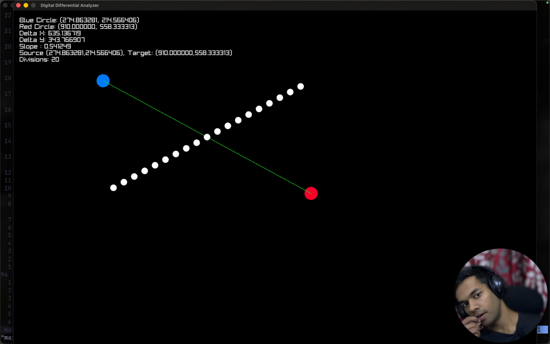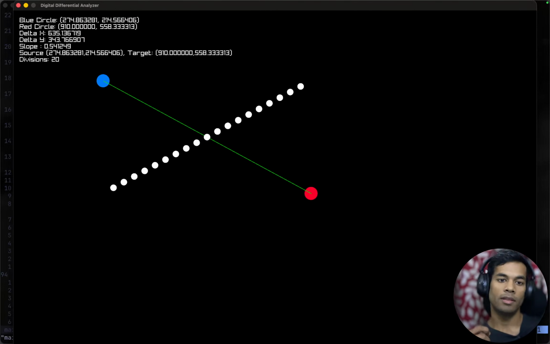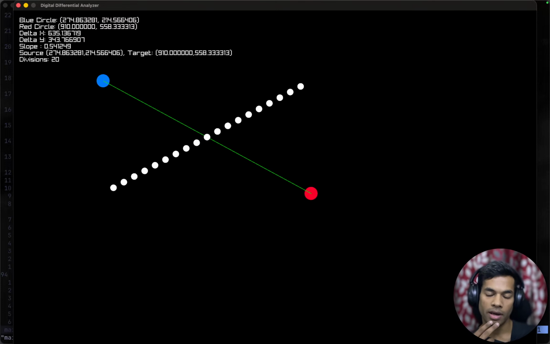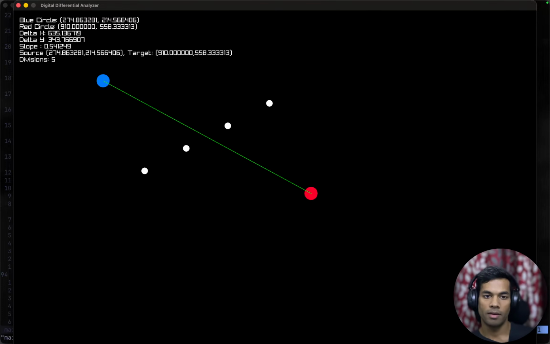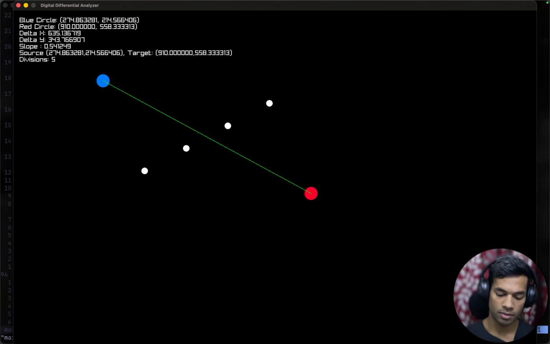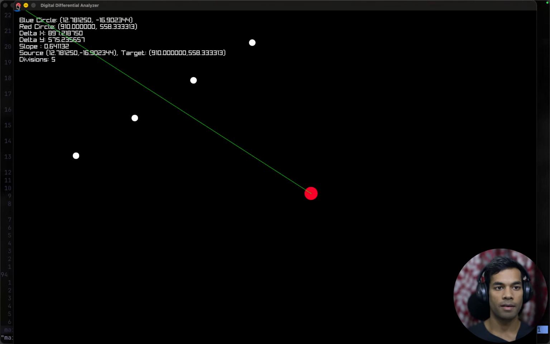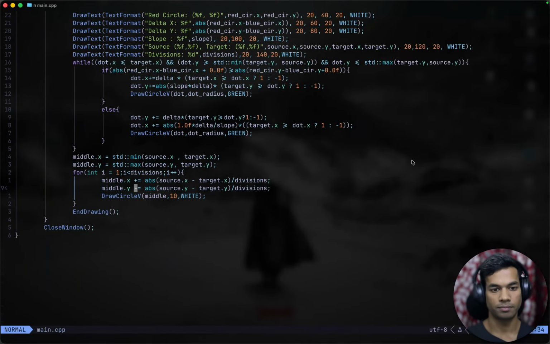Now the problem is not in the x direction, but in the y direction. In the x direction, we are going correctly. This makes sense. Okay. We cannot do this independently.